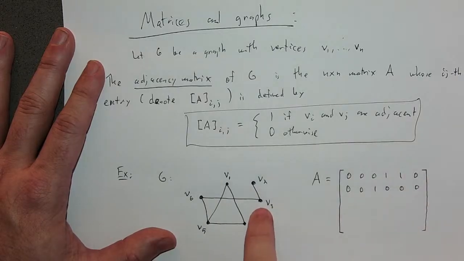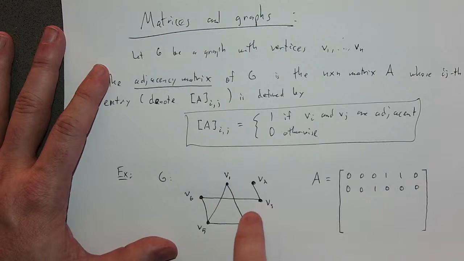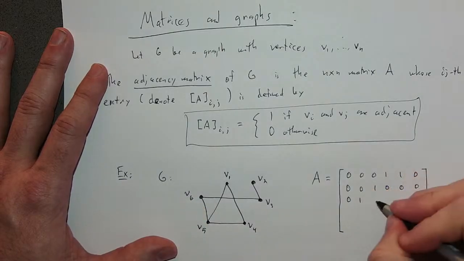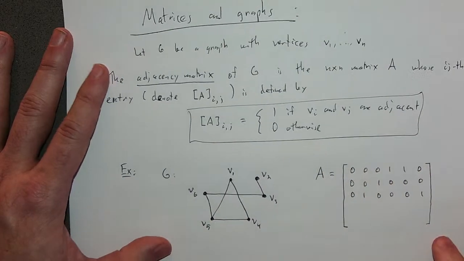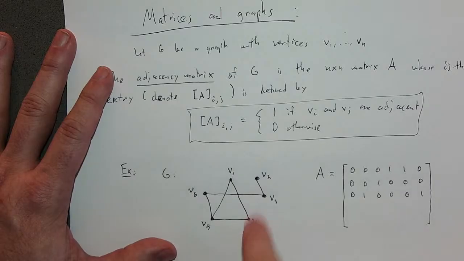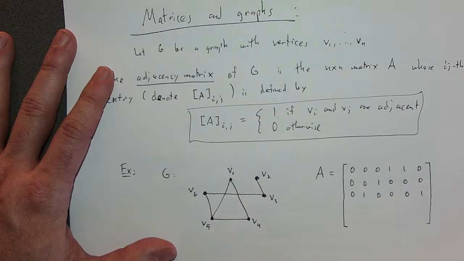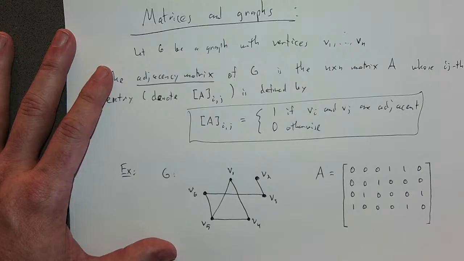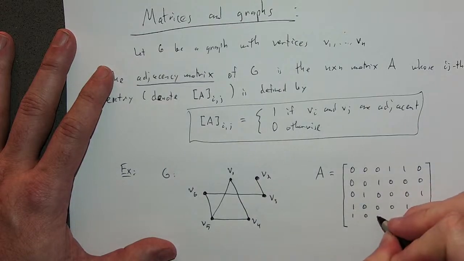Third row tracks the adjacency of vertex 3. So vertex 3 is adjacent to both vertices 2 and 6, so this is 0 everywhere except in the second and 6th column. Similarly, vertex 4 is adjacent to vertices 1 and 5, so this is a 1 in the first column, and then in the 5th column is another 1. 5 is adjacent to vertices 1, 4, and 6, so I have another 1 in the first column, and then a 1 in the 4th column, and a 1 in the 6th column.